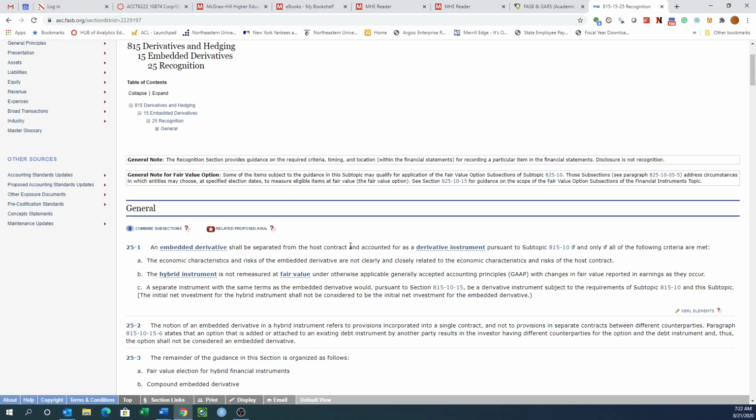If any one of them doesn't exist, then we can account for the host instrument and the embedded derivative the way you would normally account for the host instrument, right? However you're accounting for the host instrument. So these are the three things you've got to go through. The first: the economic characteristics and risks of the embedded derivative are not clearly and closely related to the economic characteristics and risks of the host contract.